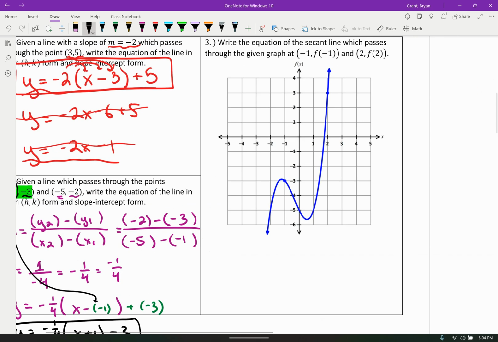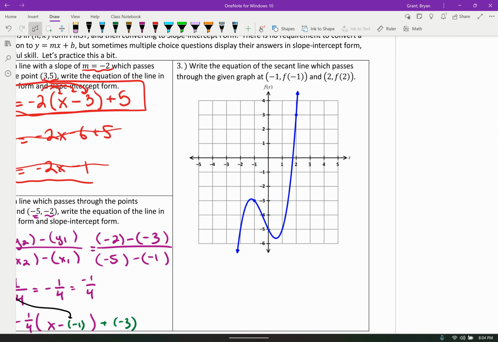And our last one. Right, the equation of the secant line, which passes through the given graph at (-1, f(-1)). That's the first time we've really introduced that in these problems, and we're going to dive into that a little bit more. Maybe I should label that down here as (-1, f(-1)) and (2, f(2)). There we go. Nice.